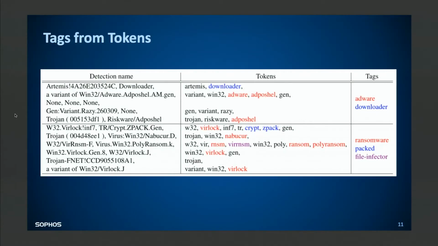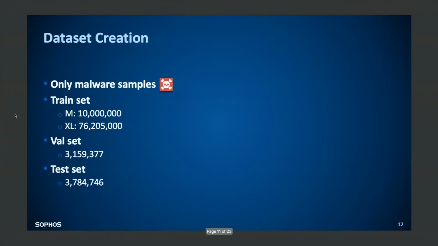And this is, again, the process of going from detection names to tags. We first extract all the tokens through some parsing, and then look at whether there are any tokens that we have associated manually with the tags. There is some other boilerplate and statistical enhancements for how we develop the tags. I'm not going to get into that right now.